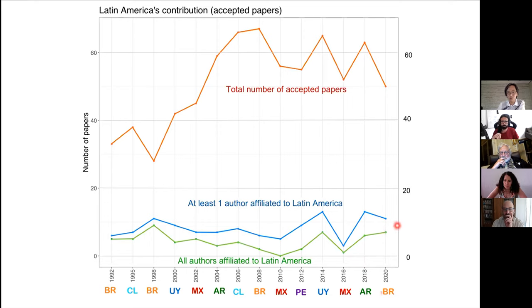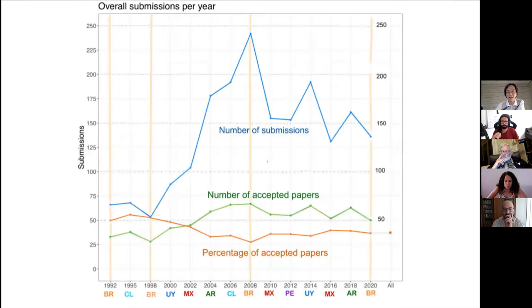Good. Looking at trends, we can also look at the number of submissions, number of accepted papers, and acceptance rate. This orange graph is the acceptance rate. Latin 2020 has, at this point here, something like 37%, which happens to be the overall average acceptance rate of this series of conferences.